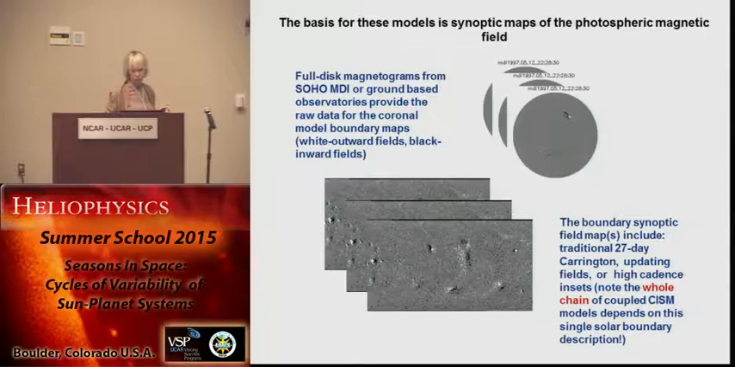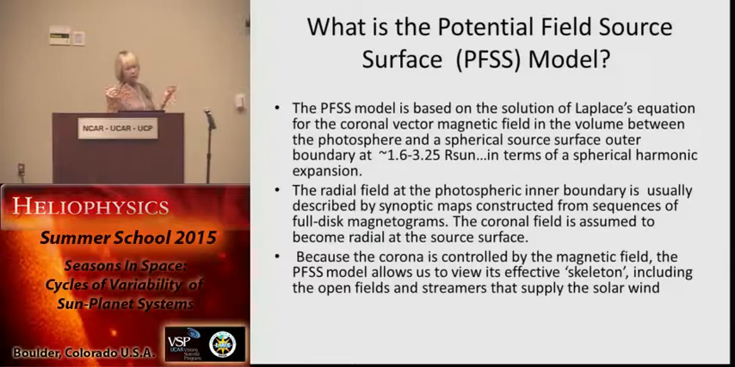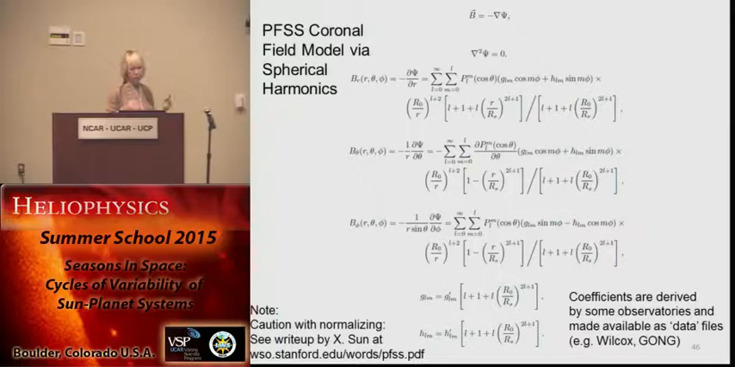A potential field source surface model is basically the solution of Laplace's equation in this space between the magnetic map and the few solar radii sphere, where it's assumed that things go radial. The field goes radial, and it's to be viewed as a magnetic skeleton approximation to what's going on in the corona. Here's, for the record, just a set of equations that describe the spherical harmonic solution of the Laplace equation in that volume.